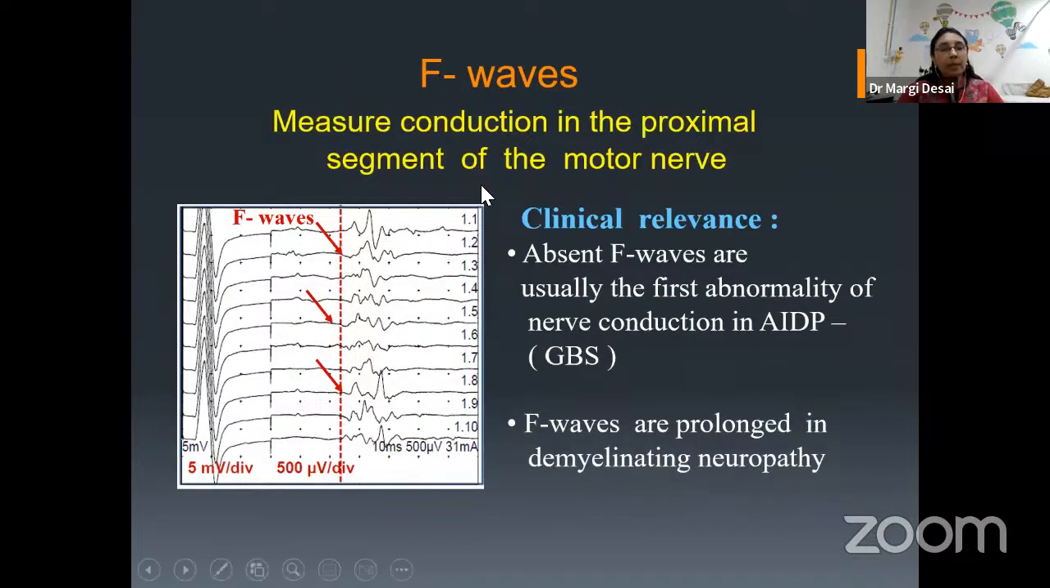After having done the motor conduction with the same stimulator, we can record proximal conduction. This proximal conduction is known as recording F waves. They measure conduction in the proximal segment of the motor nerves, and its relevance is that absent F waves are usually the first abnormality in AIDP, that is in Guillain-Barré syndrome. And F waves are prolonged in demyelinating neuropathies. So as you can see here, this is the motor response. And after getting the motor response, you record these late responses, which are known as F waves.